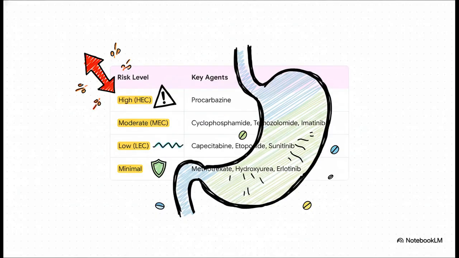Now, the same rules apply when we're talking about oral chemo drugs, though as you can see, not as many of them fall into that high-risk category. The main one to burn into your memory here is procarbazine. That's the standout high-risk oral agent. A lot of the more common targeted therapies and TKIs tend to fall in that moderate to low risk space.